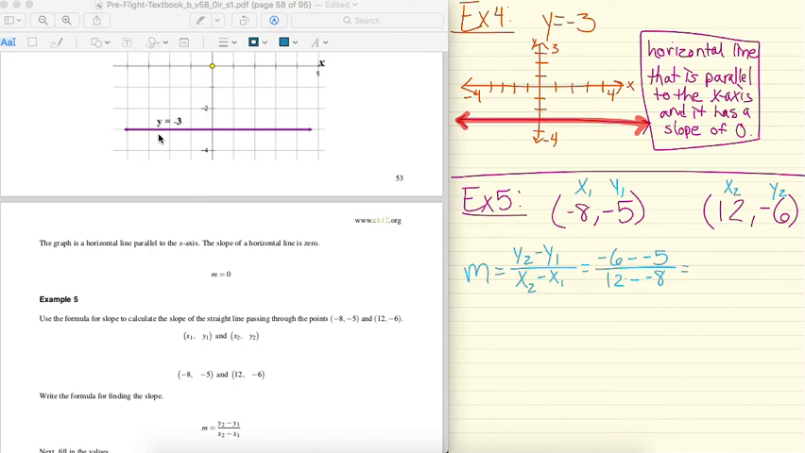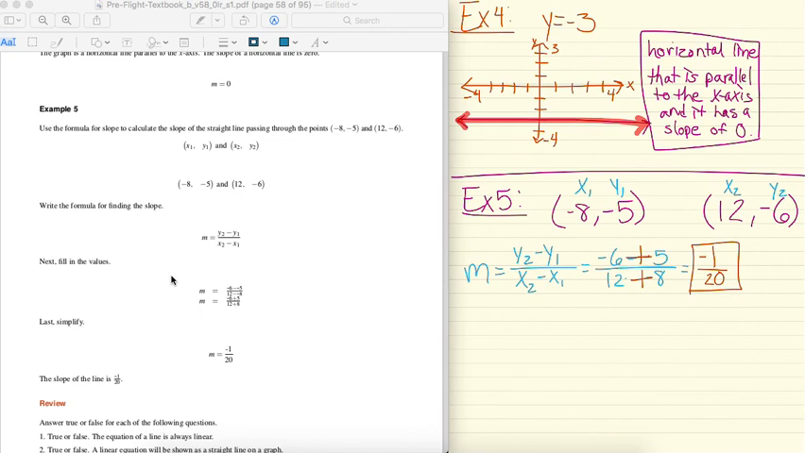Continuing with what I have though, -6 minus -5. As a reminder, this double negative really becomes a positive here. So it's really like we have -6 plus 5, which is -1. 12 minus -8, that again, that double negative really turns into a plus. 12 plus 8 is 20. So we have -1 over 20. There's no simplifying to be done here, and so we find that our slope is -1 over 20.